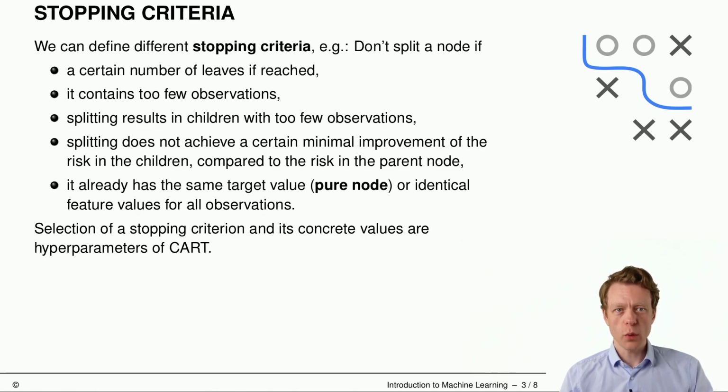The selection of a stopping criterion and setting of concrete values, so with concrete values we mean, for example, the number of leaves we want to reach, these values are hyperparameters of CART and can be chosen via tuning.